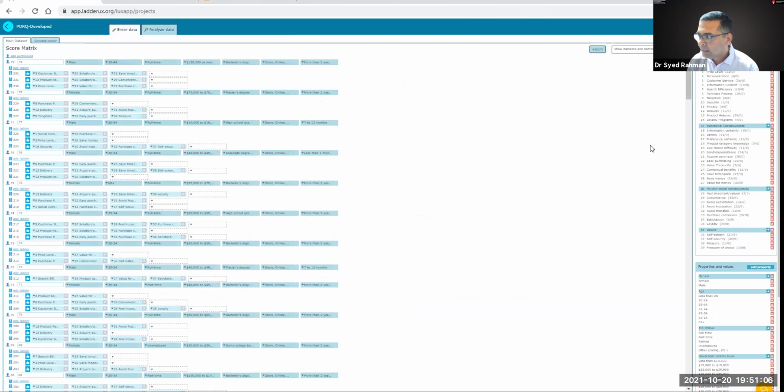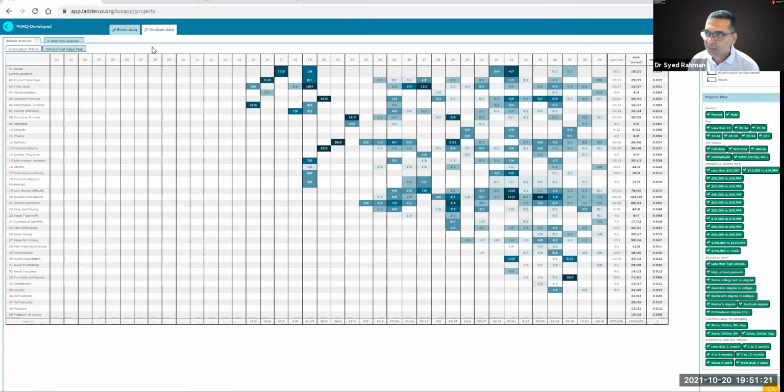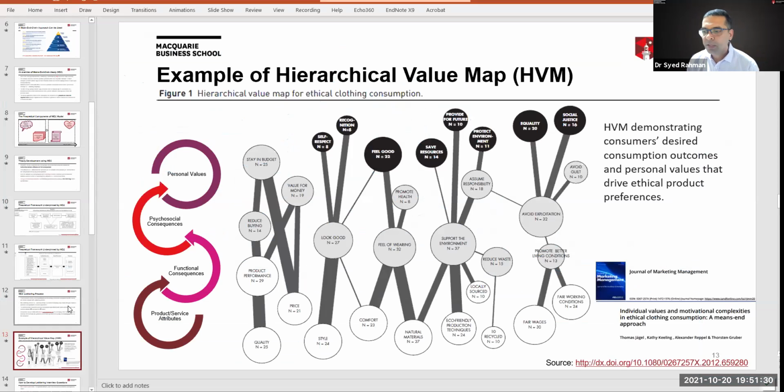For example, we enter data. Don't try to get into the details at this point. I'm just telling you where it takes you to. You develop your attributes and consequences, you code all of your data, and then you can analyze your data and it will prepare the value map for you. So that's just an example of what you can do with Ladder UX, because I already mentioned this too. Okay, so enough about the hierarchical value map. I had to explain this, otherwise it will all feel like why we're doing this.